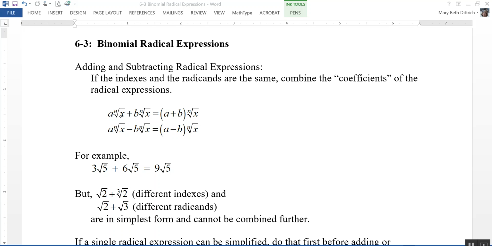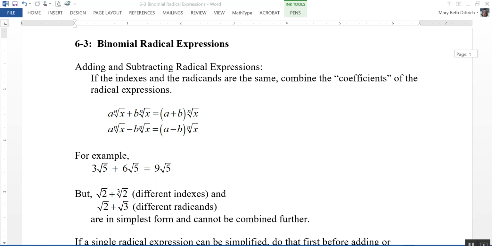So a times the nth root of x plus b times the nth root of x is equal to a plus b times the nth root of x. Same thing with subtraction. So for example, 3 times the square root of 5 plus 6 times the square root of 5. Combine the numbers in front. 3 plus 6 is 9, so my answer is 9 square root of 5.